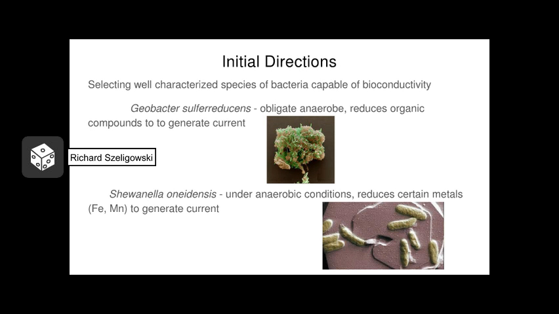For our project, the first thing we had to do was figure out what species were capable of generating current. So we did a literature search and we found that these two species, Geobacter sulfurreducens and Shewanella oneidensis, were both capable of doing so. Geobacter has metallic-like pili in terms of its conductive mechanism. That just means that the pili conduct electrons internally, basically just through the structure. They reduce organic compounds like carbon dioxide and acetate to produce a current.